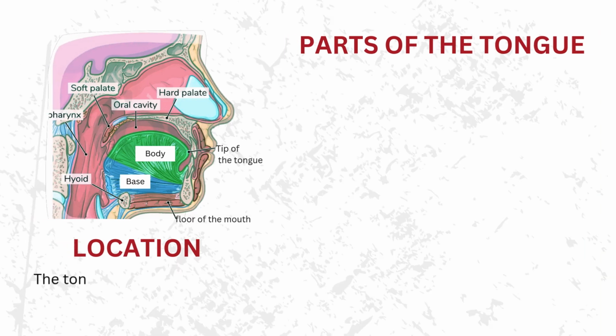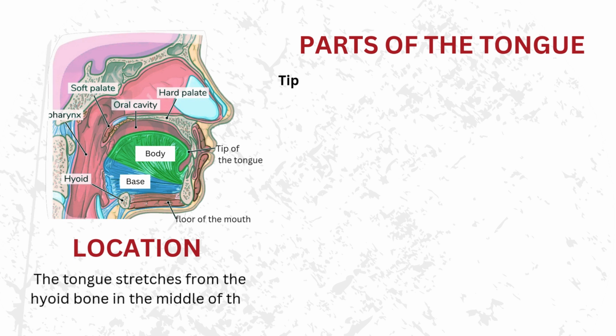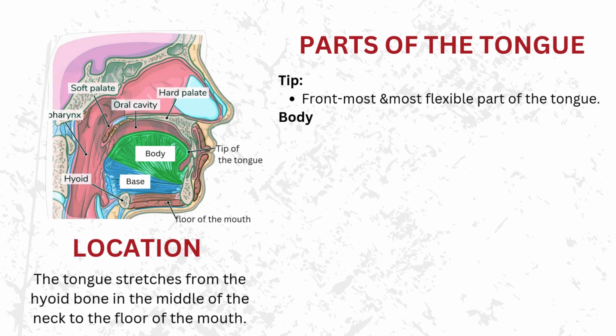Now, where's the tongue located? It stretches from the hyoid bone in the middle of the neck to the floor of the mouth. The tongue has 3 parts. The tip or the apex is the frontmost and the most flexible part of the tongue. The body follows next.